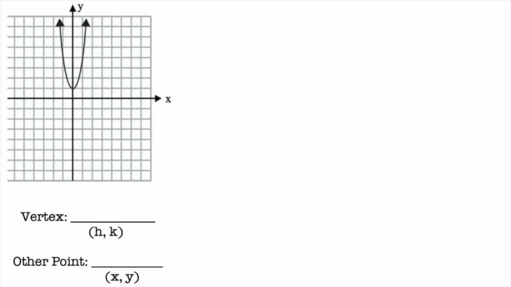All right, so for this one, I can tell it's going to be a positive a because it's opening upward, so our vertex is our minimum. So first let's find the vertex, which is (0, 1). And then we can find one more point on the graph.